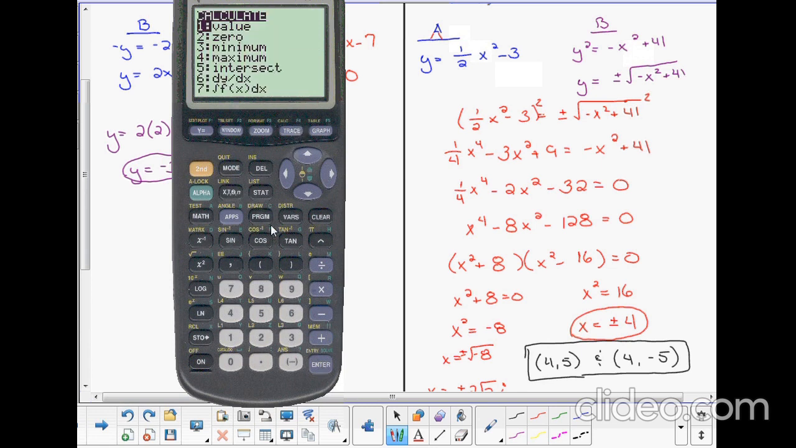I'm going to do the same process again, second trace, intersect. This time I'm going to move my cursor close to the other intersection. Hit enter. It's on the other curve, hit enter, not going to guess, and it's going to give me (-4, 5). And so here I have both of the solutions.